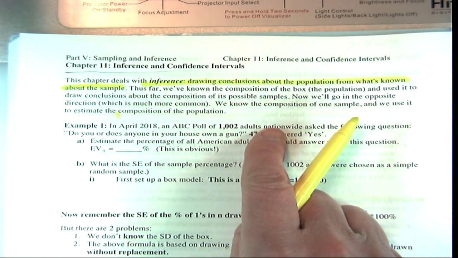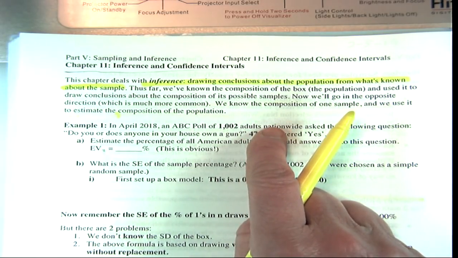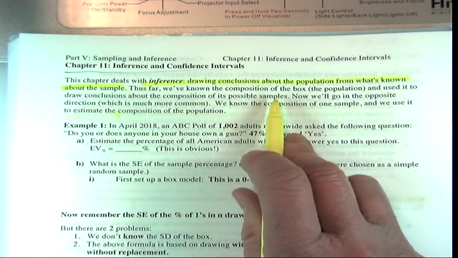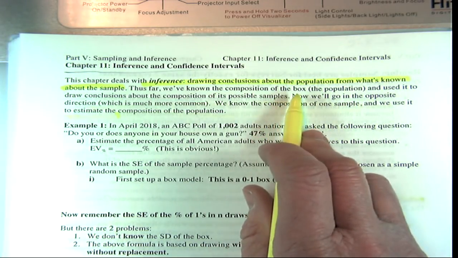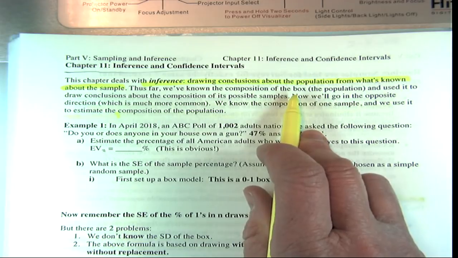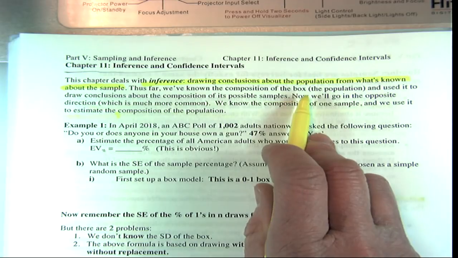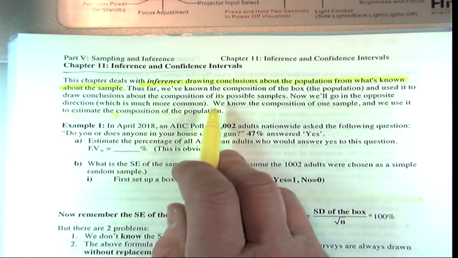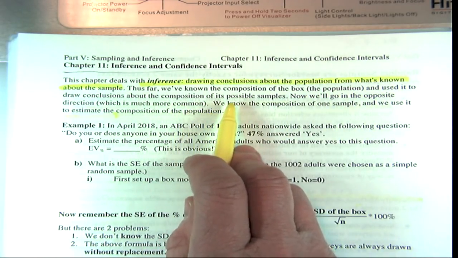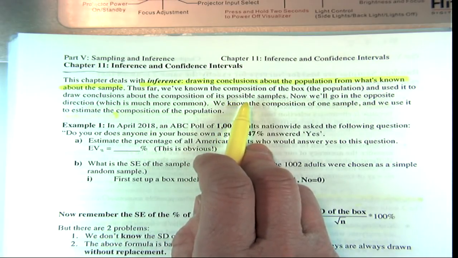Now, so far what we've done is gone in the other direction. We've known the exact composition of the box or the population, right? In gambling, we know exactly what's in the box. That's our population. Think of it that way. And so we can calculate the likelihood of all possible outcomes. So we used it to say, what's the probability of getting this possible outcome or that possible sample, right?